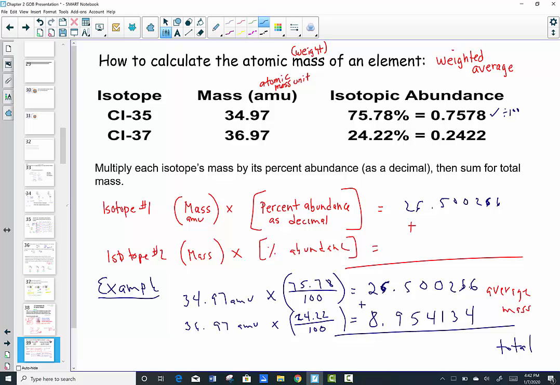So that's still on my screen. I'm going to add the previous answer, 26.500266. And my calculator reads 35.4544. How many sig figs should we have? We should report with the same number of decimals as we started with, given to us in the data table. So I'm going to round. 35.45 is my final answer.